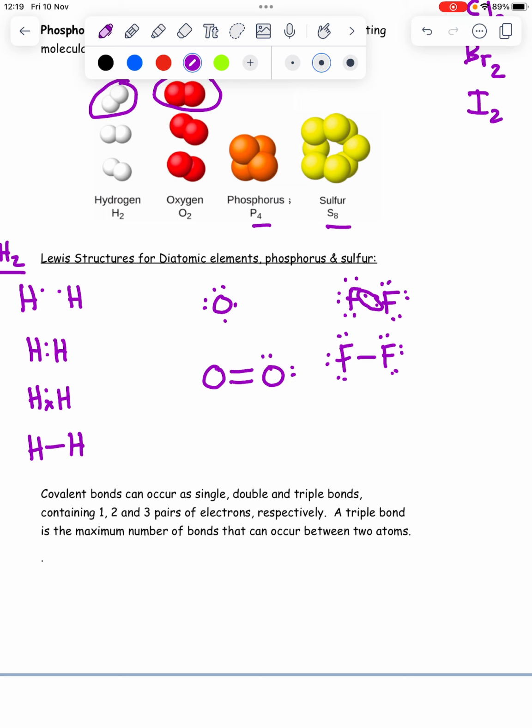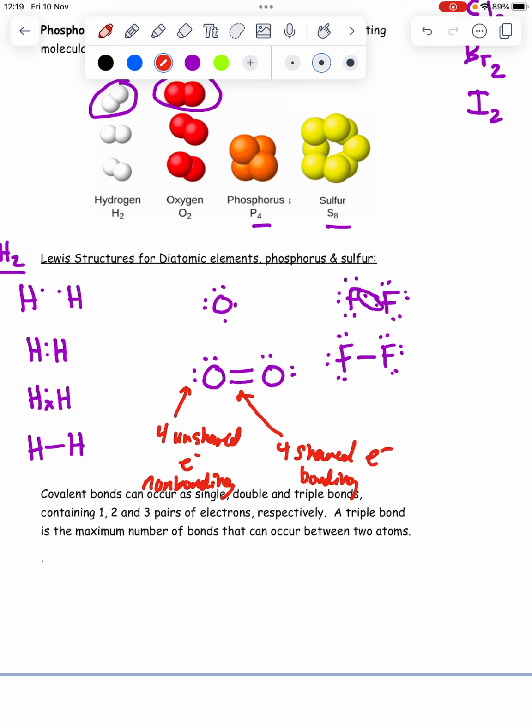I knew that both O's would need to make 2 bonds in order to feel like they have an octet. So in this one, we can see that each oxygen has 4 unshared electrons, and then these 2 line segments here represent 4 shared electrons. So we've got 4 bonding electrons, and we've got 4 unshared non-bonding electrons. Okay, and the other one also has 4 unshared non-bonding electrons. And so together that gives it the octet.